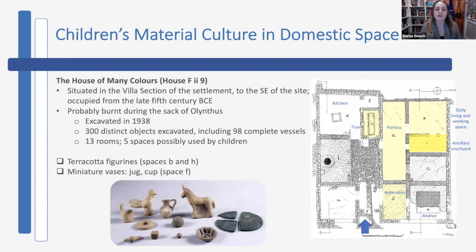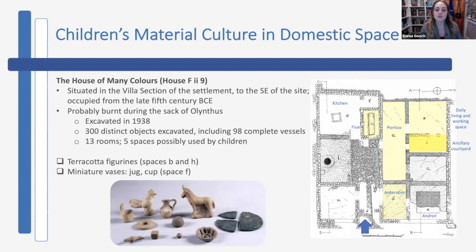Further terracotta figurines, arguably dolls, were excavated in space H, which was the flue for the kitchen. They were more probably waste deposits. Miniature vases, a jug and a cup, were found in space F, which was an anteroom. The image shows an assemblage including some similar artifacts which was found in a classical grave.